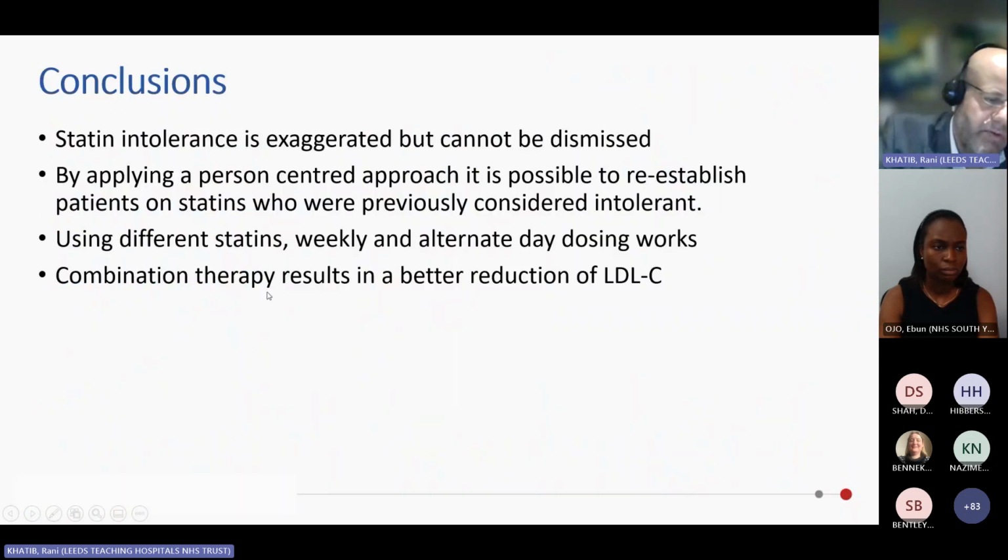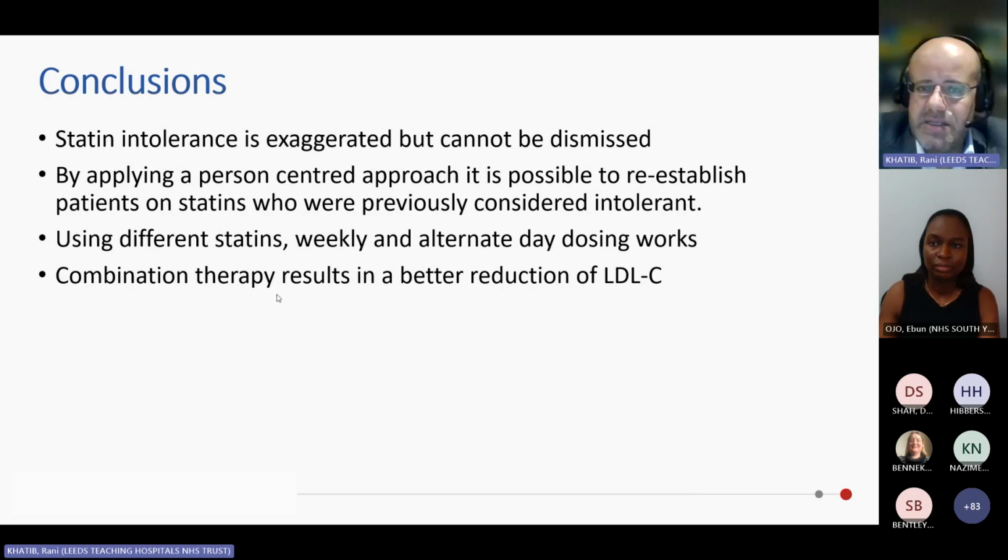To conclude, and then we've got probably 5 minutes for questions. Statin intolerance is definitely exaggerated based on our experience, but it cannot be dismissed. And you can't just ignore what the patient is telling you.